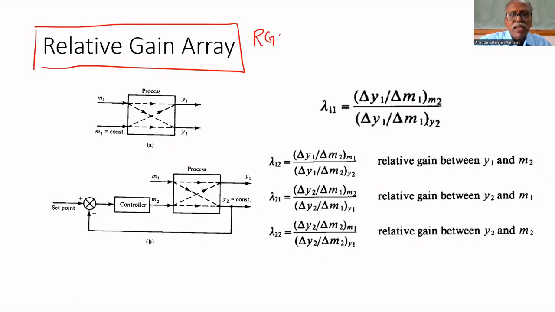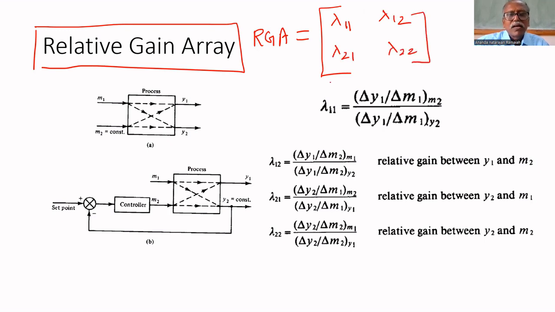RGA, relative gain array. Relative gain array gives a measure for interaction. Suppose it is a 2x2 process, then the relative gain array consists of 4 constants: lambda 11, lambda 12, lambda 21, and lambda 22. What is the definition for lambda 11?